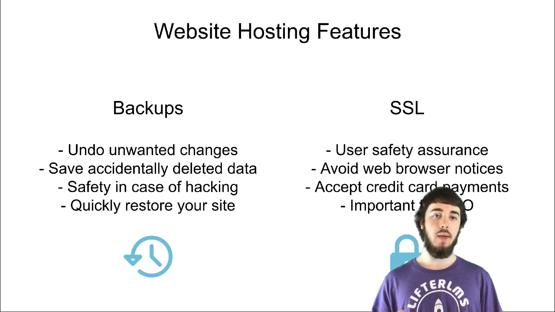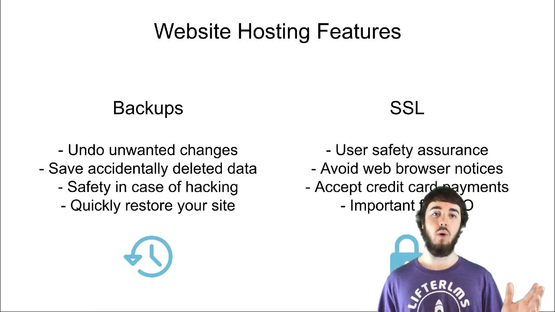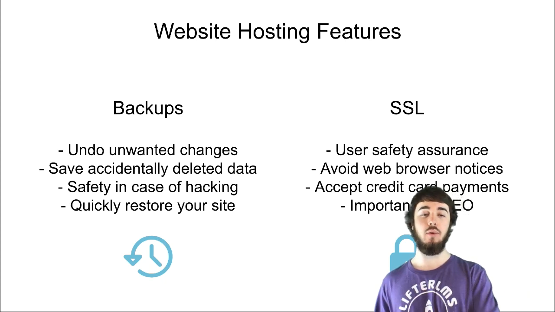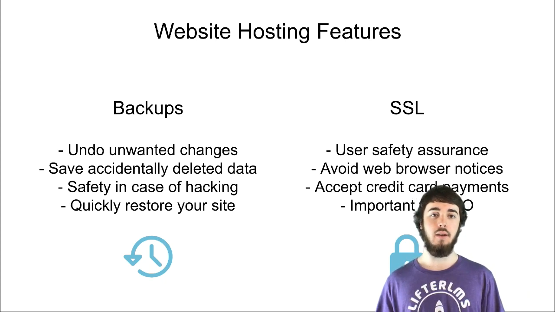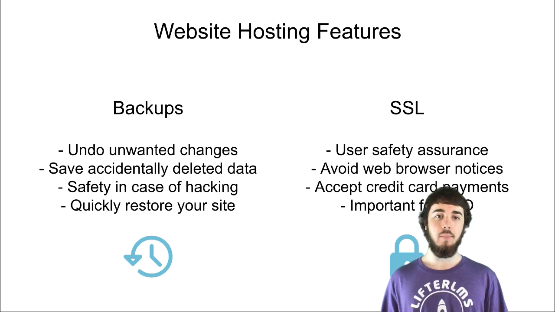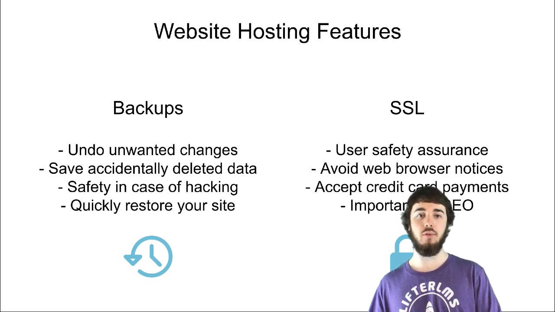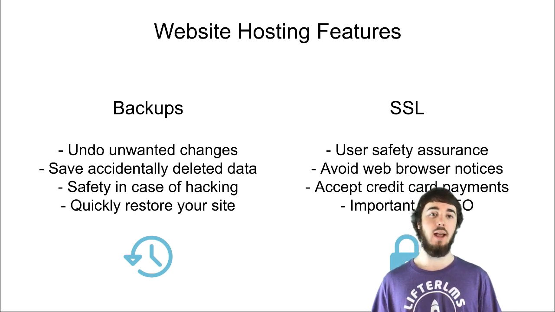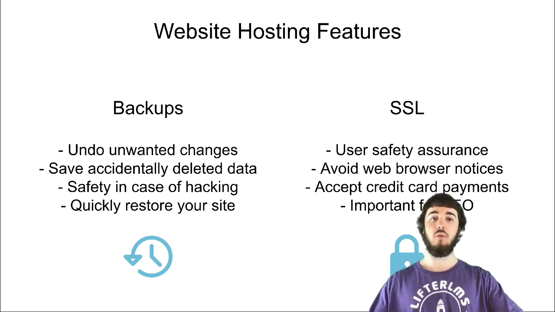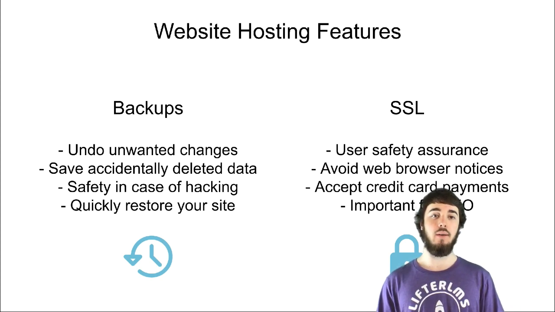So there are 2 main features to look for. Number 1 is backups, and number 2 is SSL. Let's dive into the benefits of both of those. So with backups, it allows you to undo unwanted changes. If you saved a draft or published a post that you didn't want to publish, maybe by accident, you can always revert to a backup, and you can have those changes that you didn't want to have made saved to the original.